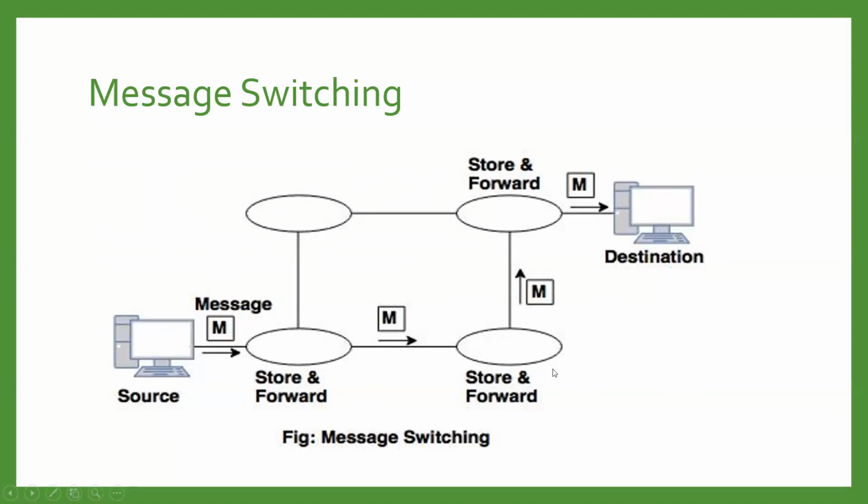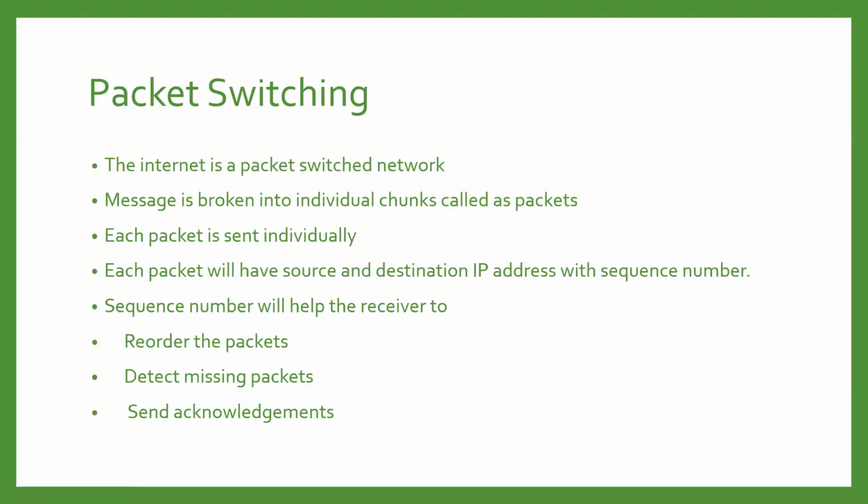This intermediate node or router will repeat the same thing. It will receive all the chunks, and once received, it will forward them to the next one. It will do the same thing, and then finally the entire message will be transmitted to the destination. So on the basis of this technique, the message switching technique works. Okay. Now the next switching technique is packet switching.